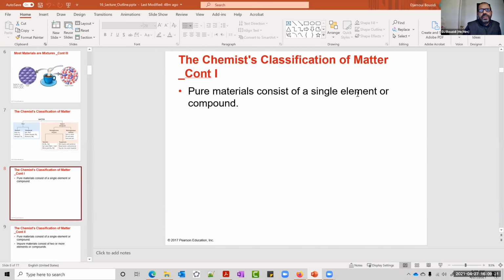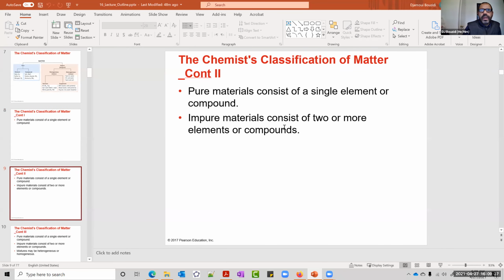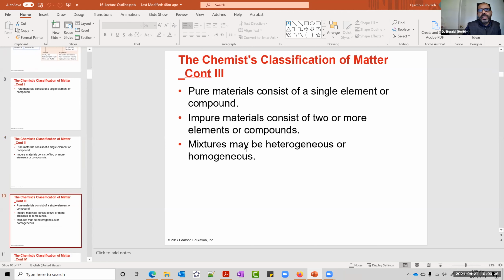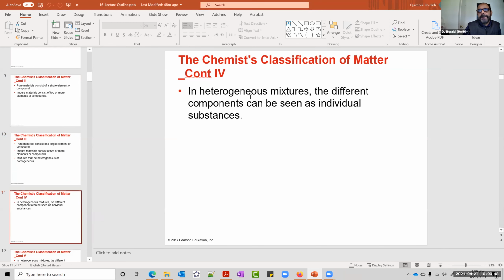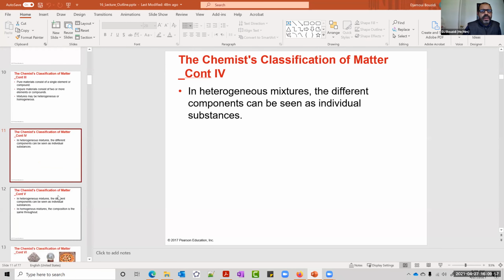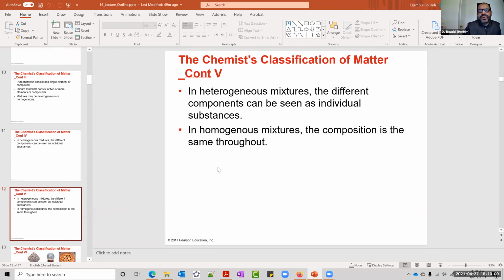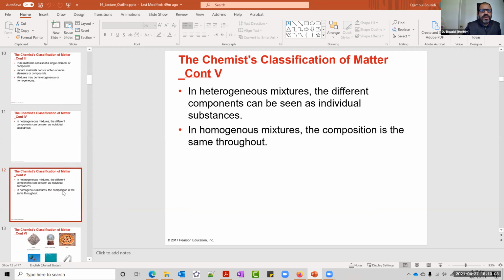Again, pure materials consist of a single element or a compound, as long as it's one, okay? Impure materials consist of two or more elements or compounds, okay? So those are the definitions that we're going with. A mixture may be heterogeneous or homogeneous, one or the other. In a heterogeneous mixture, the different components can be seen as individual substances. You can actually see them yourself. In homogeneous mixtures, the composition is the same throughout. So that is basically some of the basic definitions.